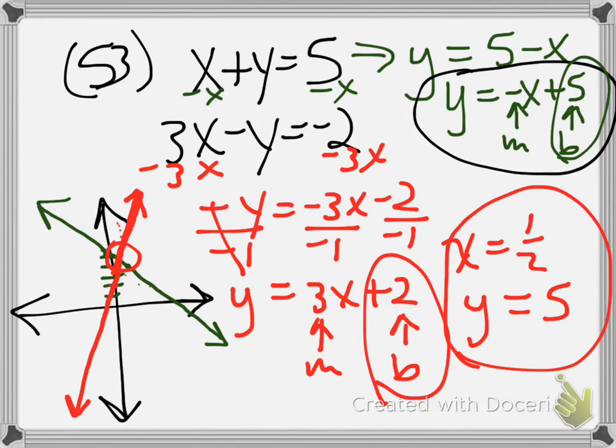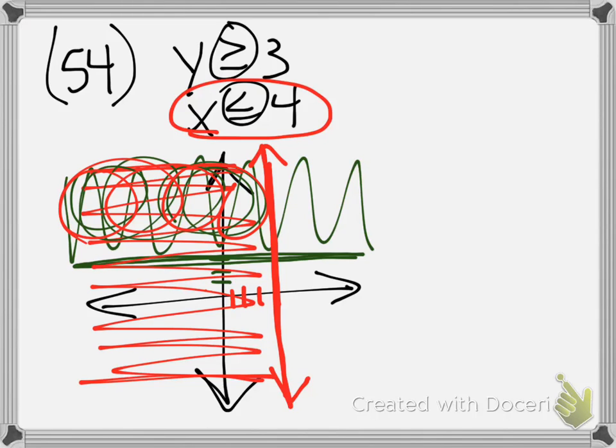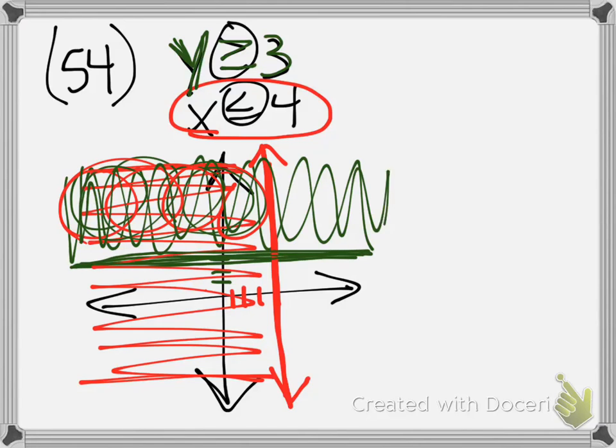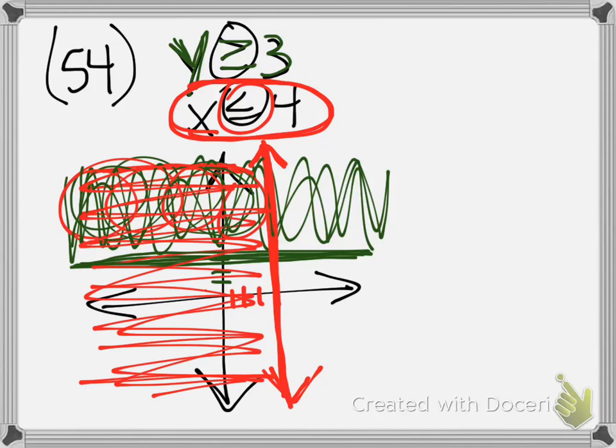Alright, next we have problem number 54, which it looks like I've already worked. Okay, for problem number 54, my green graph is y is greater than or equal to 3. So I go to 3 on the y and the greater than shades above. And then for the next graph, x is less than or equal to 4, so I go to 4 on the x-axis right here. And it's solid, and I'm shading less than, so I go left. And then this pretty green and red Christmassy colors area is where your solution is going to be.